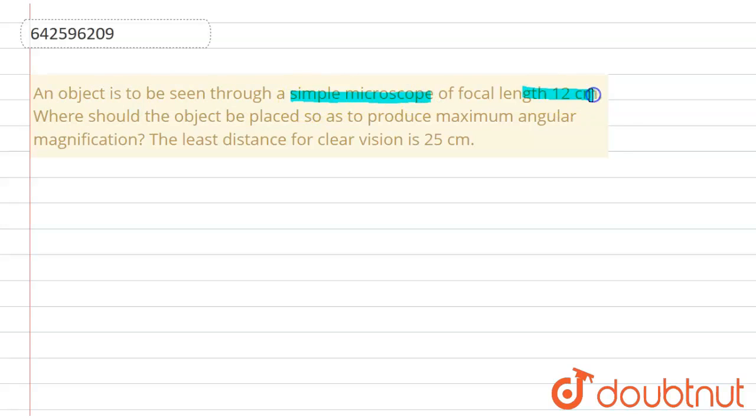In this question, we are given that an object is to be seen through a simple microscope of focal length 12 cm. Where should the object be placed so as to produce maximum angular magnification? The least distance is 25 cm.